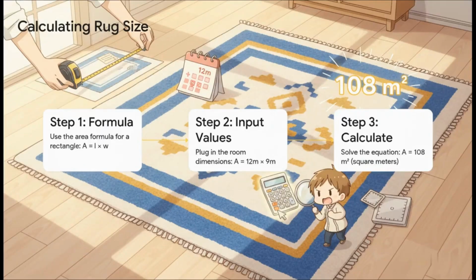Let's go back to our room one last time. To find the right size for our rug, we multiply the length by the width. So 12 meters times 9 meters. That gives us 108. But, and this is super important, it's not just 108, it's 108 square meters. That little 2 up there is crucial. It tells everyone we're measuring space, not distance. So you need a rug that covers 108 square meters.